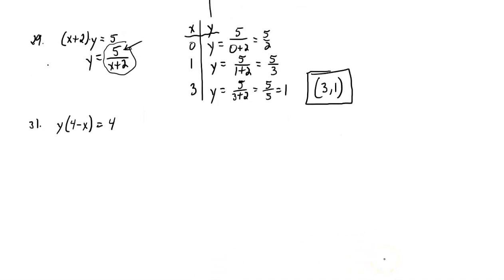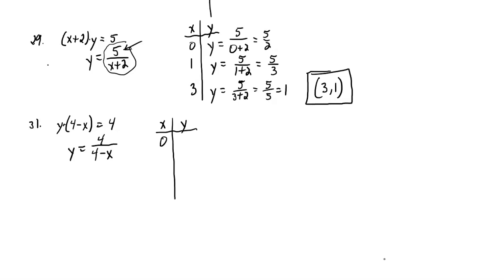And number 31, the very last one, we want to get the letter y alone. Well, next to the y, it's not shown, there's a multiplication dot here, right? So the opposite of multiplying is division. To get y alone, we divide by the 4 minus x. Here's our formula for y. Now we'll make our xy table.